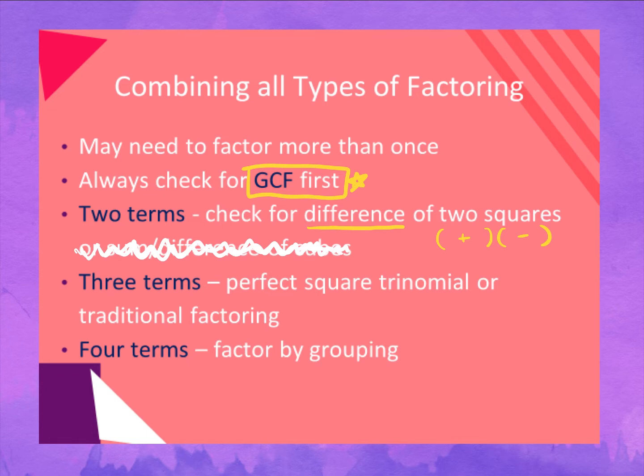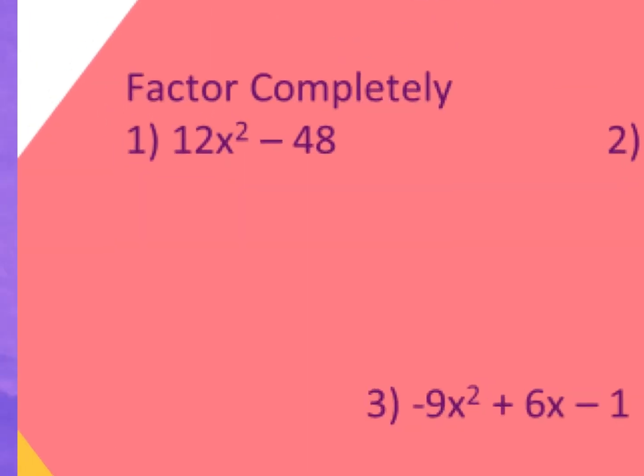If we have three terms, we could check and see if it's a perfect square trinomial. A perfect square trinomial is just one parentheses squared. Or we would just factor regularly. So remember, traditional factoring, we could either have a is equal to 1 or a does not equal 1. When a does not equal 1, that's when we have to multiply the first times the last. So those are two different types of traditional factoring. And then when we have four terms, we factor by grouping.